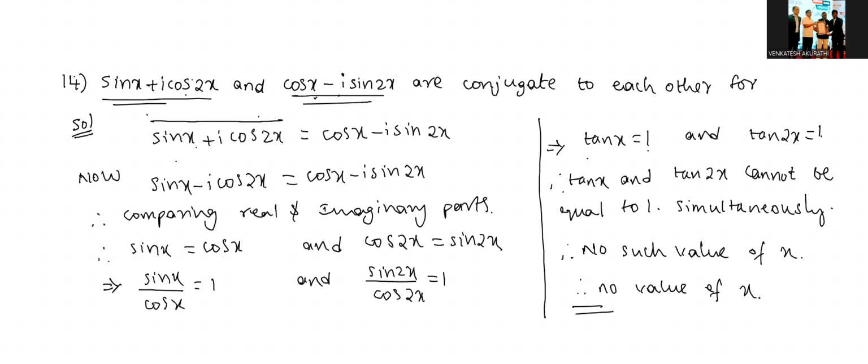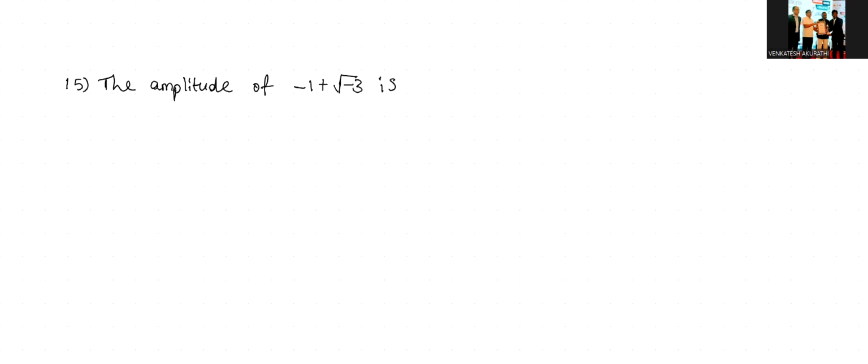And the next problem: the amplitude of -1 plus root of -3 is. Solution: we know that square root of -1 is equal to i. Therefore, square root of -3 is equal to square root of 3 into -1, that is equal to √3 into root of -1, that is √3 into i.